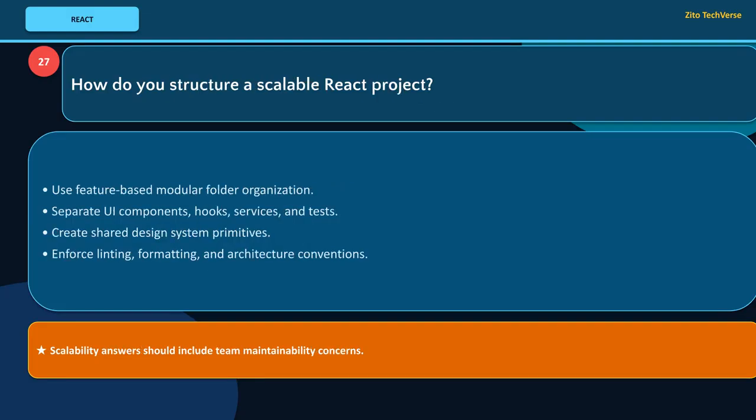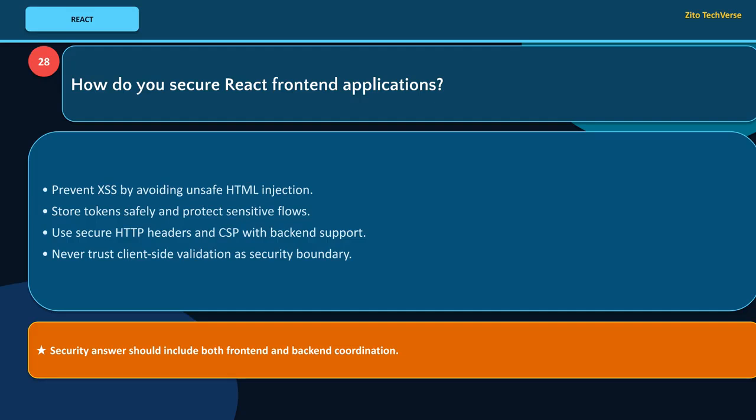Question 27. How do you structure a scalable React project? Opt for feature-based modular folder structures. Decouple your UI, logic, and service layers. Create a design system for shared primitives, and enforce strict architecture, linting, and formatting conventions to ensure the team can scale comfortably. Finally, for this set, how do you secure React applications?